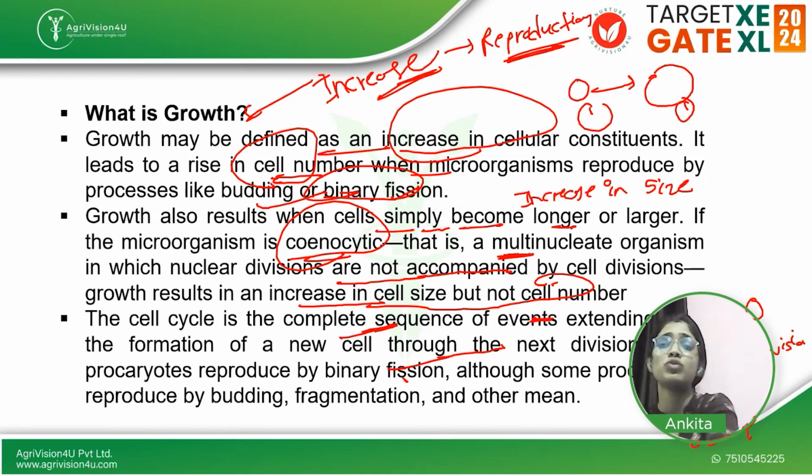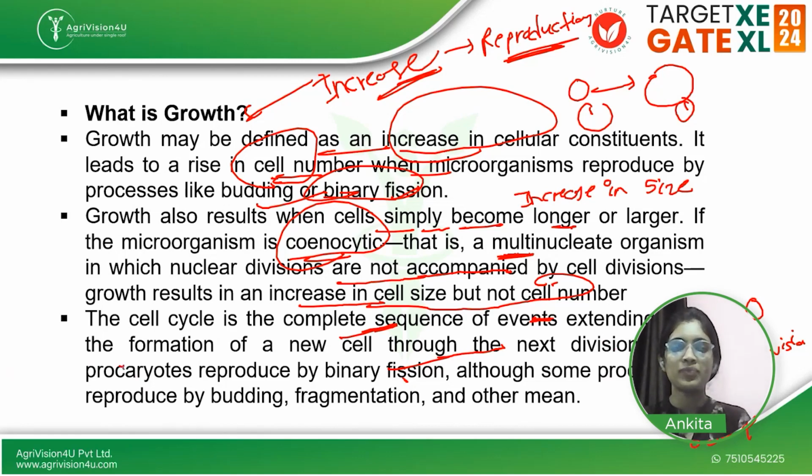Then from A and B you will get another form, like from 1 you will get 2, 2 to 4, 4 to 8. Likewise it keeps increasing. It is the complete sequence that extends from the new cell through the next division. All these things happen by the division process.